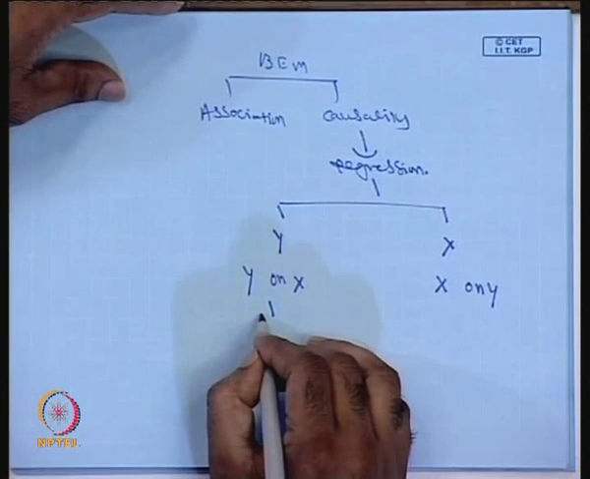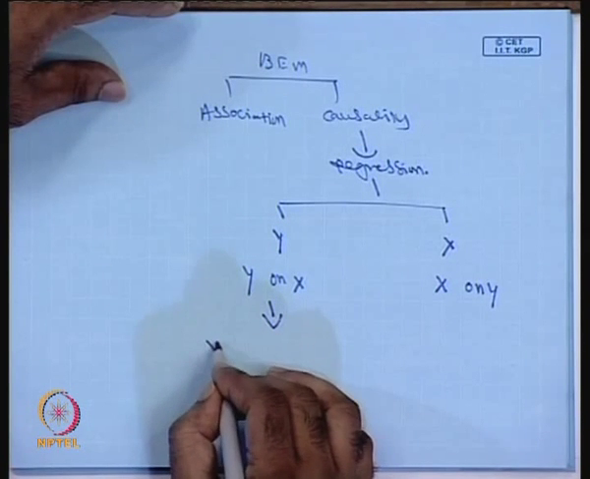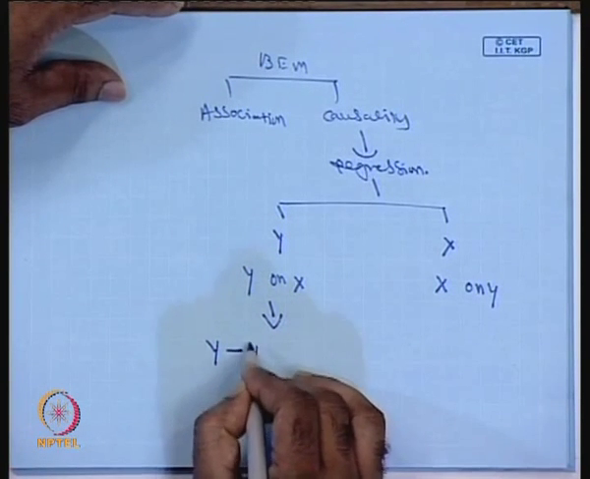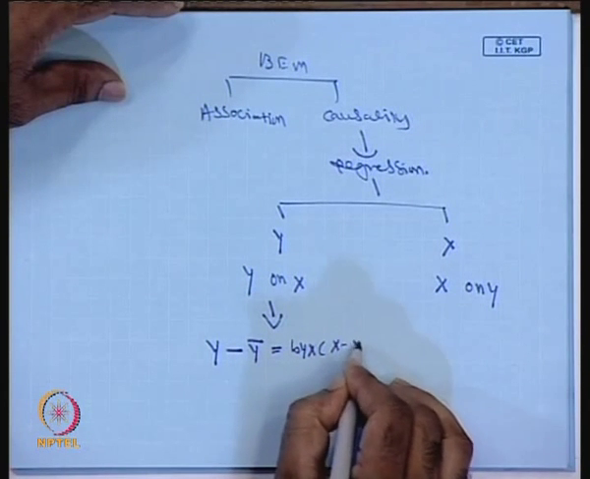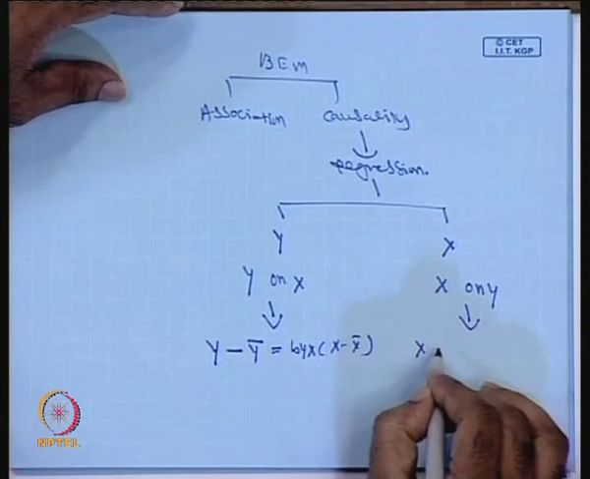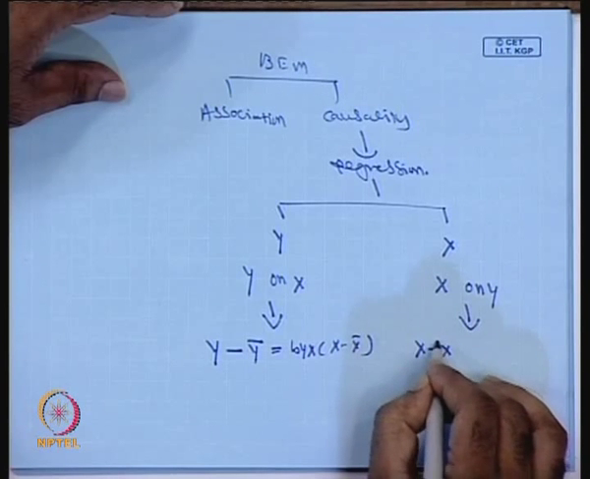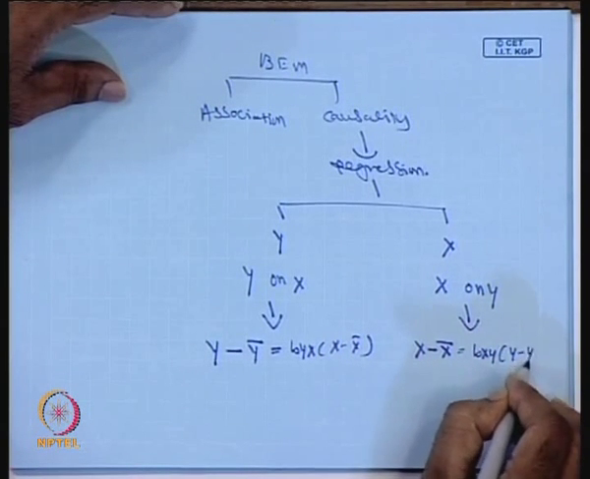Let us start here. If it is y on x, what is the shape of the regression? Mathematically we can represent it as y minus y bar is equal to byx into x minus x bar. In the case of x on y, the regression equation is x minus x bar equal to bxy into y minus y bar.